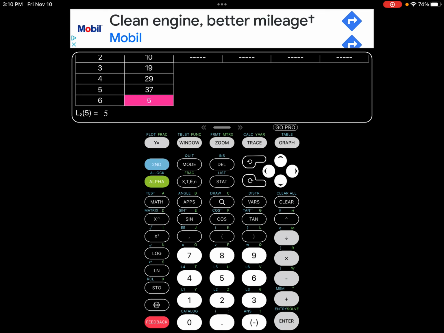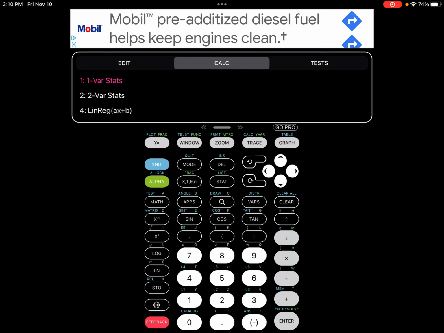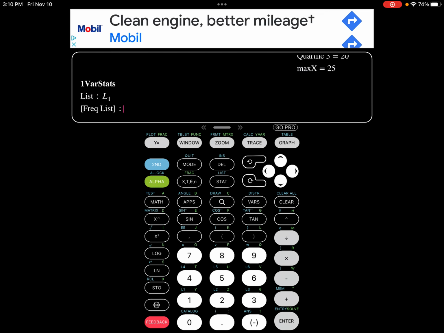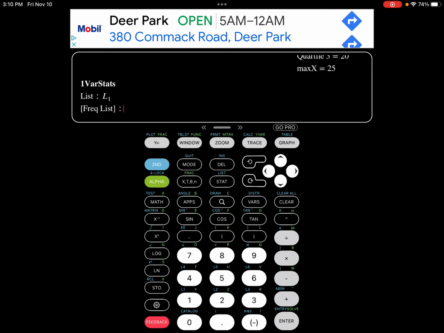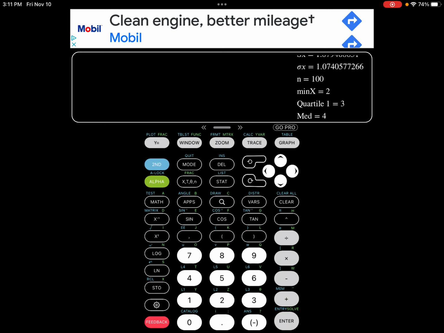We're going to hit second. No, we're not going to hit second. We're going to hit Stat again and go to Calc. And we're still calculating our one variable stats. But again, just from before, L1 is the default for the list up here. But we do have to put in our frequency list, and that's usually left blank. So let's hit second and 2 to populate L2 into there, telling our calculator to look at both of these lists. And then we'll hit enter.